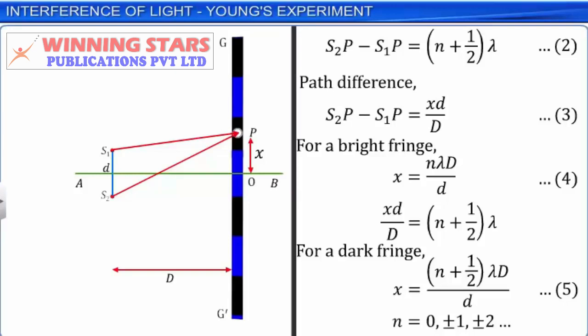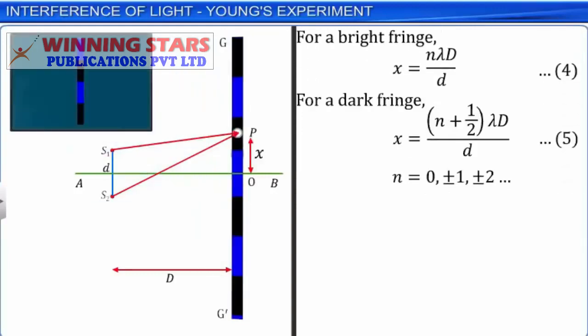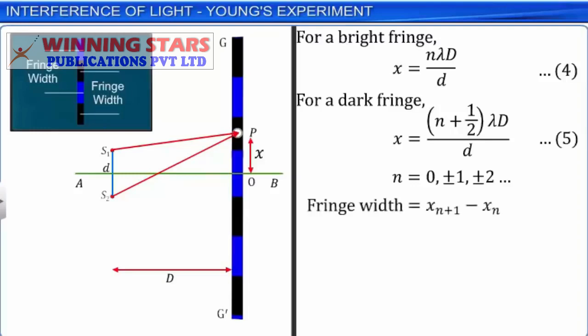The distance between the centers of consecutive bright fringes or consecutive dark fringes is called the fringe width. If xn and xn plus 1 are the distances of the nth and n plus 1th bright or dark fringes from the central bright fringe, then mathematically fringe width is equal to xn plus 1 minus xn.